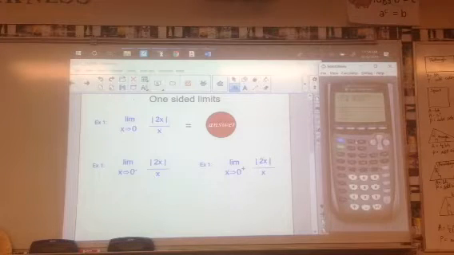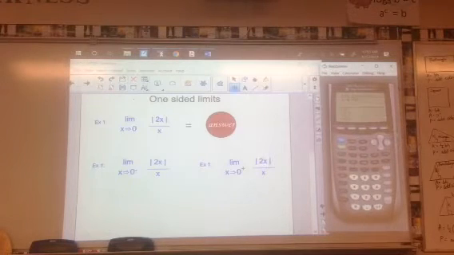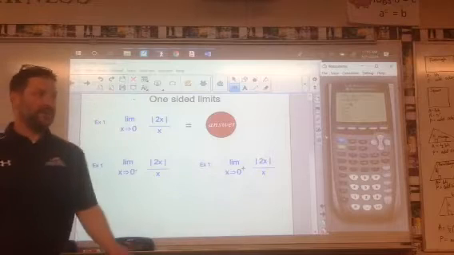So, type in Alpha F1. And I need the absolute value of 2x. Absolute value is under math. Absolute value of 2x over x. I'll hit enter. And I have absolute value of 2x over x.